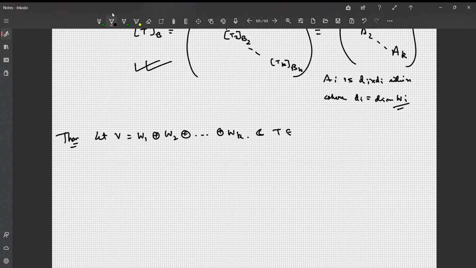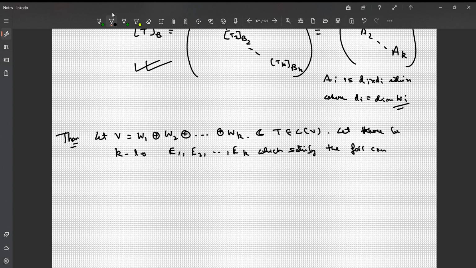Okay, and T be a linear operator on V. Let there be K linear operators. This was the exact statement we had studied in the previous lecture, the direct sum decomposition part 1. So let there be K linear operators, which are given as E1, E2 till Ek, which satisfy the following conditions, right?